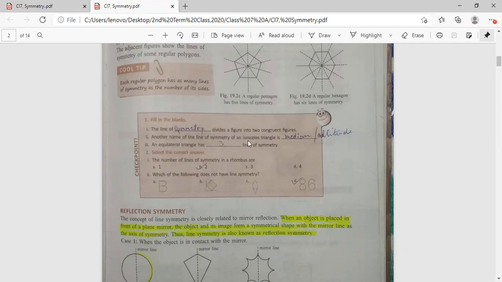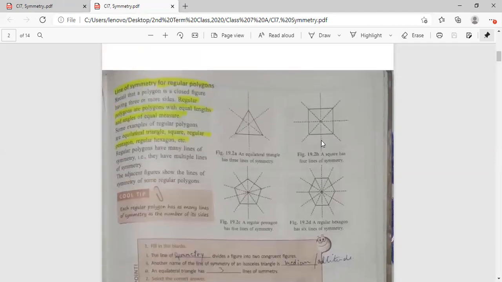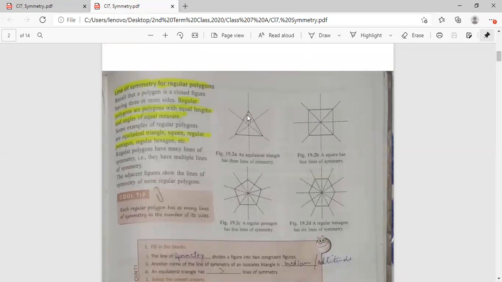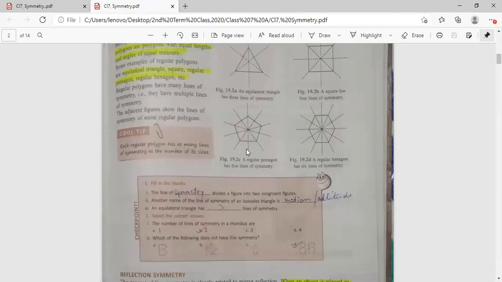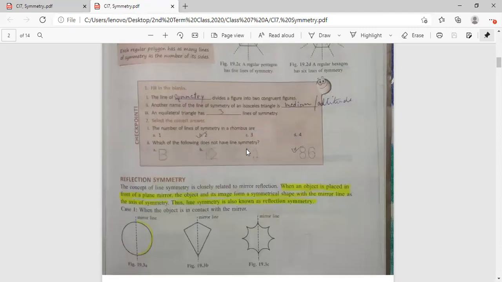Another name of the line of symmetry of an isosceles triangle. Isosceles triangle has two sides equal. So the line of symmetry will be from the vertex where the two equal sides meet. So that line of symmetry is called the median or the altitude. Why? See, suppose you have this. This is an equilateral triangle, but let us take two sides are equal, these two sides. So this line of symmetry will be a perpendicular bisector of this. So that is also the median or the altitude. Since it's a perpendicular, it's called altitude.